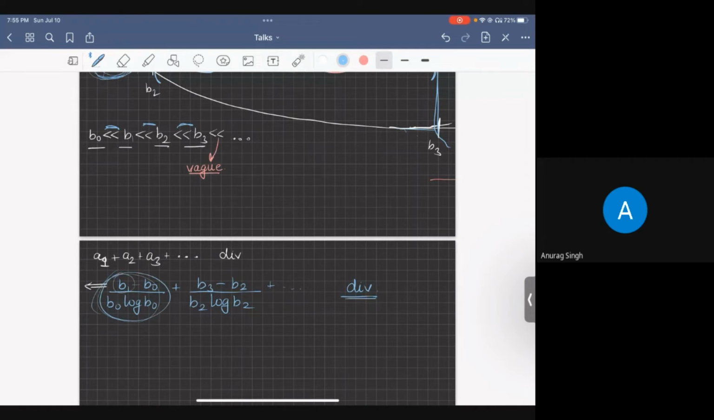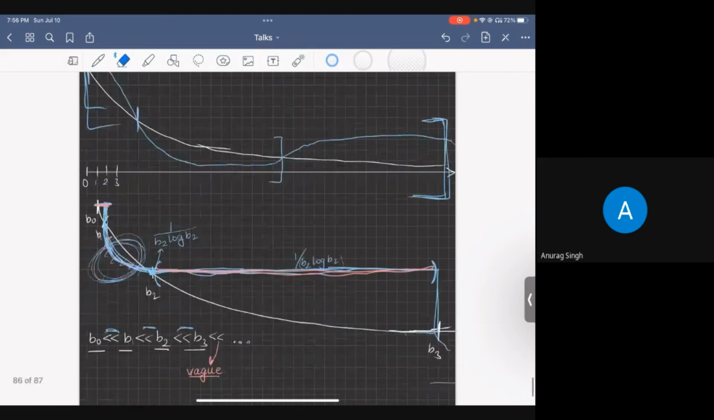Since B1 is much larger than B naught log B naught, it's not irrational to expect that this is more than one, for example. Even that is enough, right? It's enough to take this to be more than one. So it's enough for Bn to be something like more than Bn minus 1 plus Bn minus 1 log Bn minus 1. Something like this will work, right?